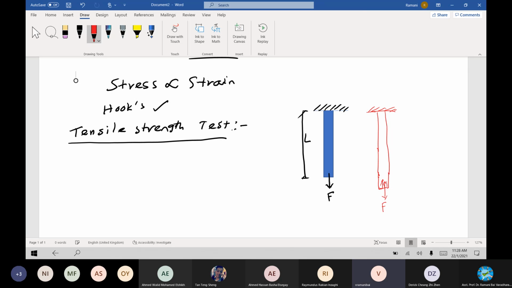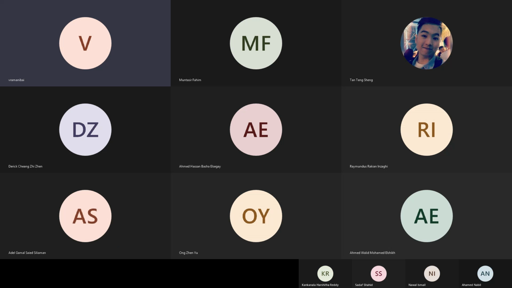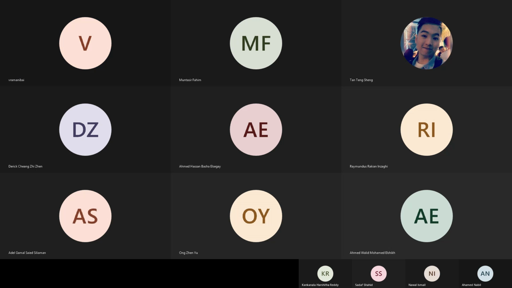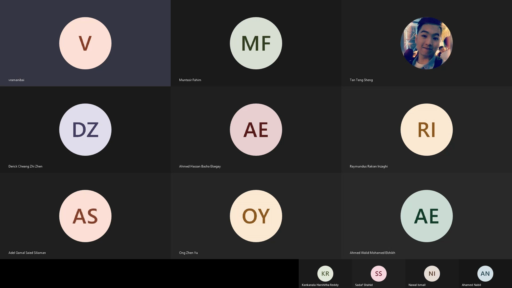So due to this deformation, there will be a change in the length. What is the original length? Original length is the length of the member, which is L. After loading, it will change to L plus, say, delta L. I will draw it in a while. So you will have a difference in length due to the loading.